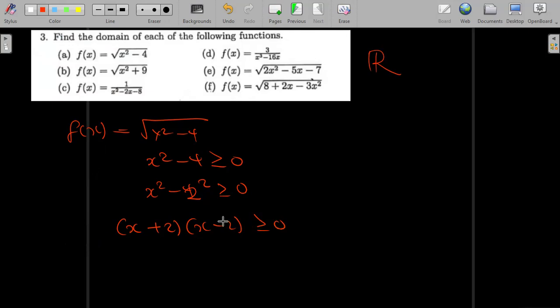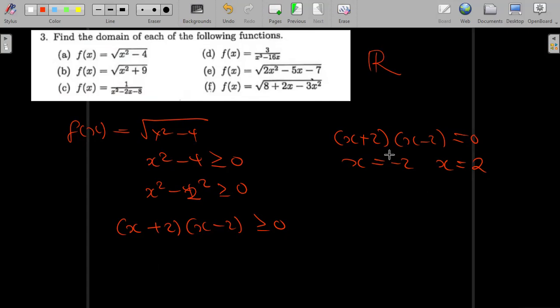And of course, if you take values, not with the inequality sign, but if you say x plus 2 and x minus 2 are equal to 0, then the values of x are going to be x equal to negative 2 and x equal to 2. So x will be either negative 2 or 2. So those are the values you're going to get.